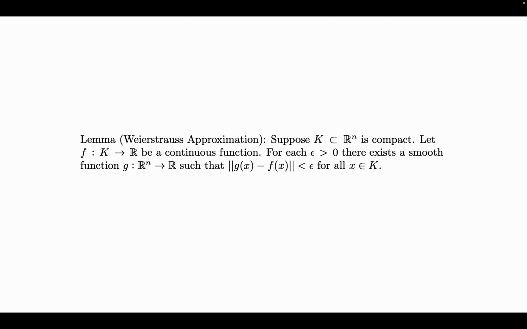Lovingly called a lemma in this slide, the Weierstrass Approximation Theorem states that for every K subset of R^n compact and f continuous function from K to R, if epsilon is greater than 0, there exists a smooth approximation function g from R^n to R such that the distance between g and f is less than epsilon for all x in K. This approximation function g, therefore, uniformly approximates f on the set K.